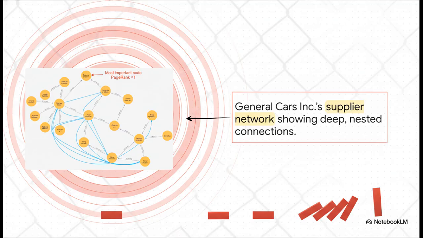When we drill down into General Cars Inc., it becomes super obvious why it holds that maximum score. General Cars Inc. is a Tier 0 ultimate buyer. Even though it only has 2 direct inbound connections, those Tier 1 suppliers are fed by highly significant Tier 2 nodes, which are fed by Tier 3 nodes, and so on. It's this deep nested structure that means if General Cars Inc. were to fail, it would cause the absolute maximum number of dominoes to fall across the network.